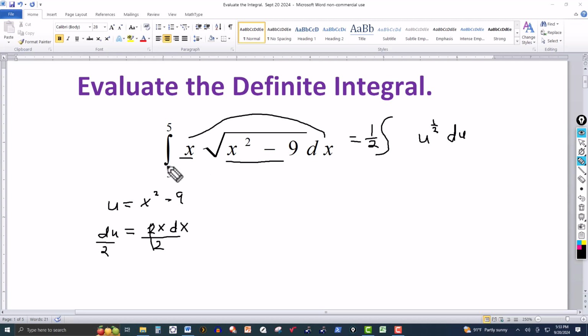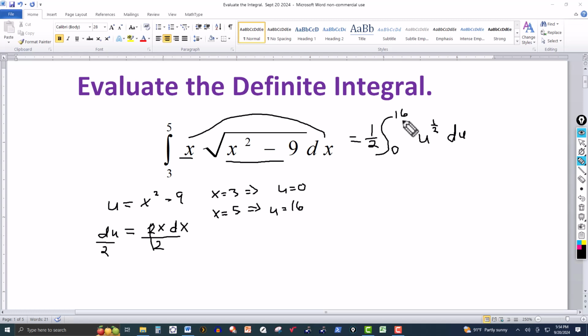Here the variable is x, so when x equals 3, what is u? For the lower limit, x equal to 3 would imply 3 squared is 9, minus 9. That means u is equal to 0. And then for the upper limit, x equal to 5 would imply that u is equal to 16. So now these limits change from 3 to 0, and from 5 to 16.